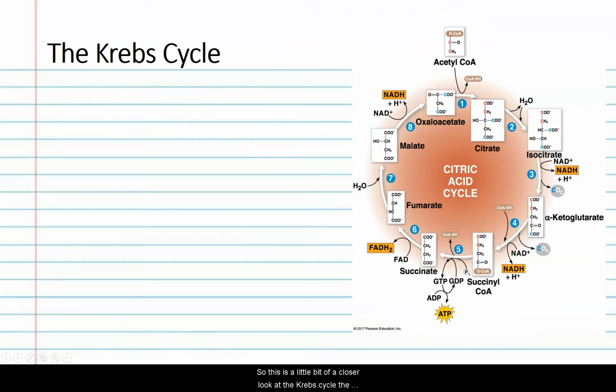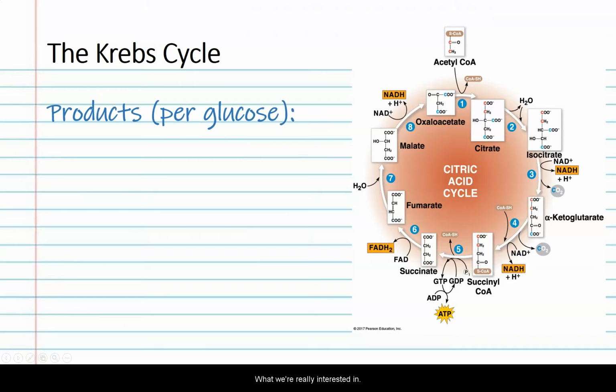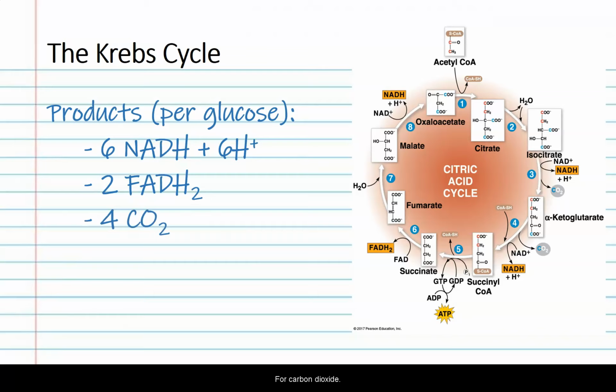So this is a little bit of a closer look at the Krebs cycle. The Krebs cycle is actually called a cycle because it begins and ends with the same molecule. That molecule is called oxaloacetate. What we're really interested in is the products of the Krebs cycle. So the products are going to be our 6 NADH and 6 H+, 2 FADH2, 4 carbon dioxides, and finally 2 ATP through substrate level phosphorylation.